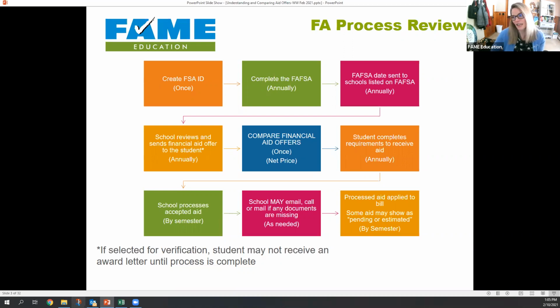And then any processed aid will show up on the bill, and usually bills are by semester. So that's a really fast, high-level overview of how the process works. And we're kind of in that middle row right now. Students have done the FAFSA, we hope, and they are starting to receive those aid offers. And now we're going to dive into the specifics of what things look like.